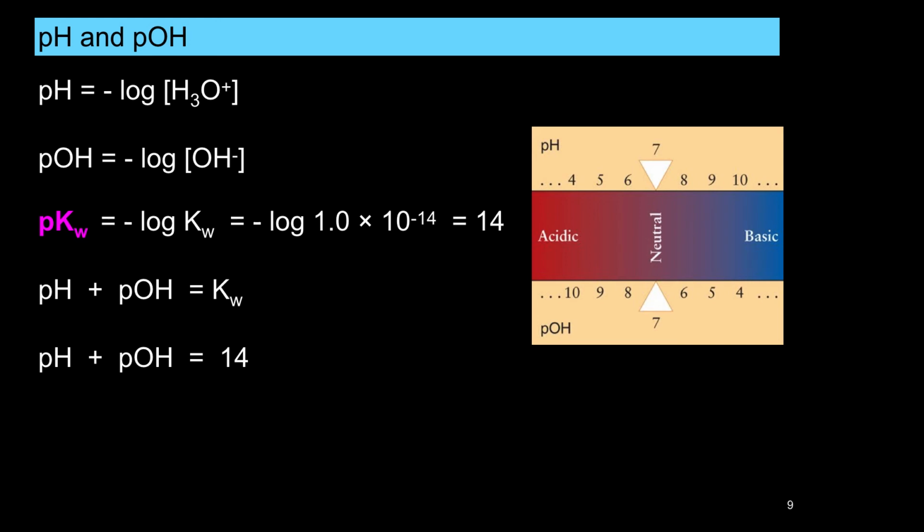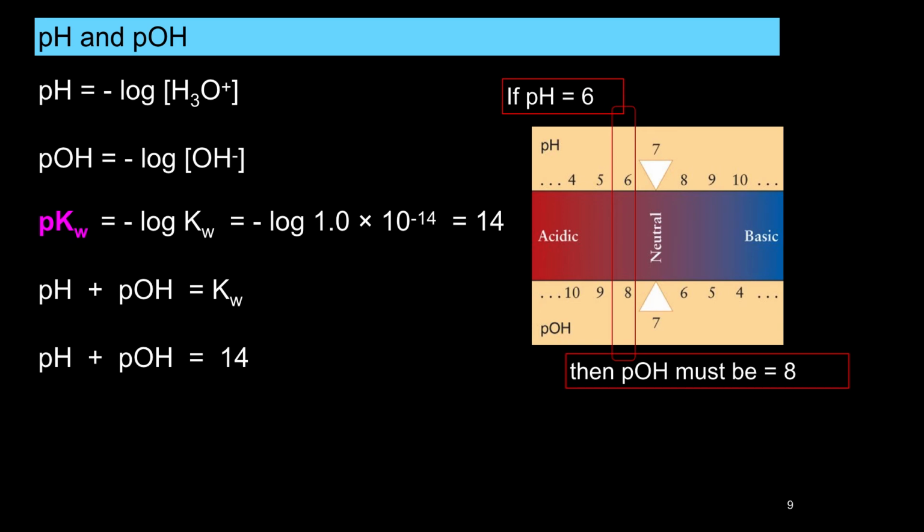When you add pH and pOH for a solution, they always add up to 14. This comes directly from the fact that in any solution, Kw equals the hydronium concentration times the hydroxide concentration equals 1 times 10 to the negative 14. If one knows the pH of a solution, they can also easily calculate the pOH of that same solution.